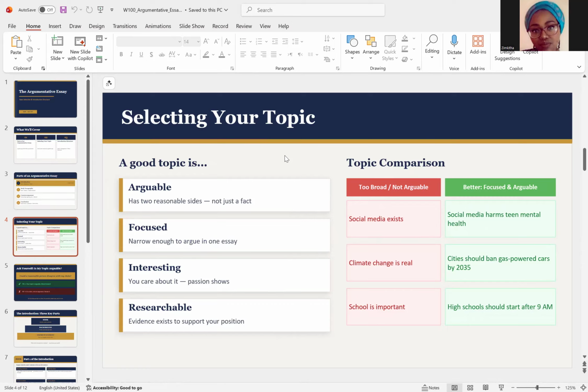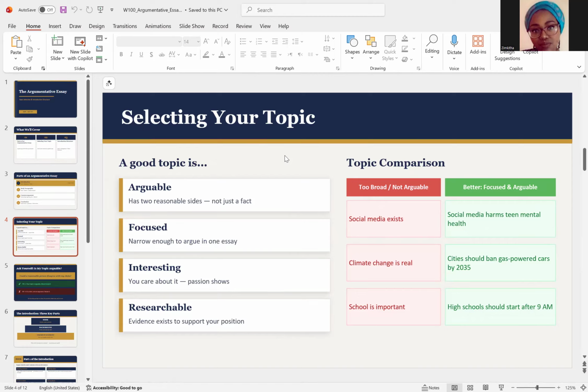Or something like this: everybody needs water. Yeah, it's a fact. It's a human life fact. So you cannot really argue against it, or it's difficult to argue against such a thing. So you avoid topics that do not have two sides. And those type of topics are usually facts that you cannot argue with. So choose a topic that is clearly a lot easier to argue with.